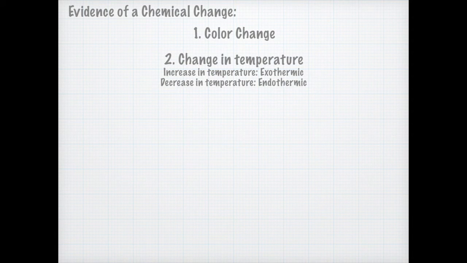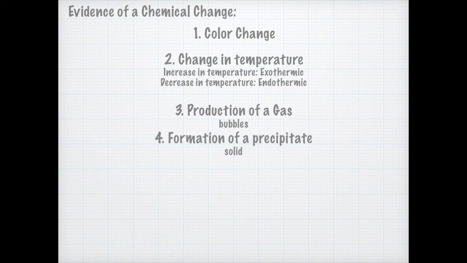The second evidence is a change in temperature. If the temperature of the substance increases, then you have an exothermic reaction, meaning that heat is being released. If the temperature decreases, then you have an endothermic reaction, meaning energy is absorbed. The third evidence of a chemical change is the production of a gas. If you're in solution, what you would see if a gas is produced is bubbles. The fourth evidence is the formation of a precipitate. A precipitate is a solid, so if you combine 2 solutions together and suddenly a solid forms, you know a reaction occurred, a chemical change occurred.